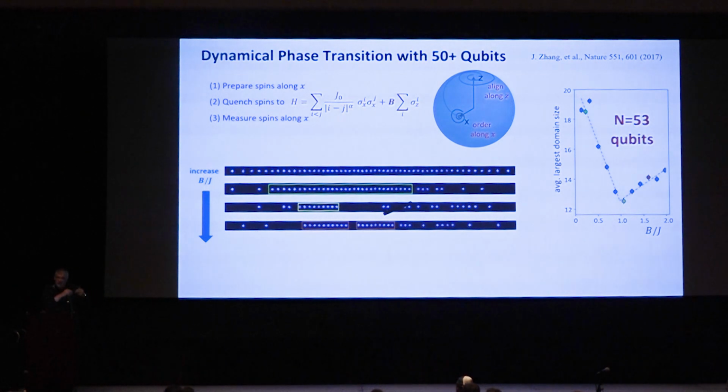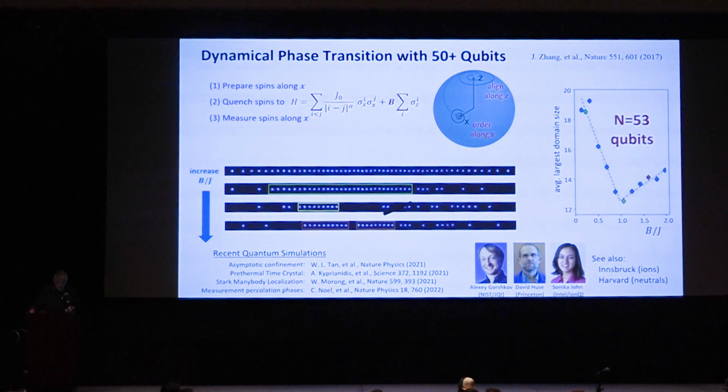So this is a very funny measurement of an n-body correlator. It's the size of the largest domain after we apply this Hamiltonian. It's sort of a weird order parameter if you want. But as we increase B over J, we see big domains, similar to what we see from just these 4 data points, but we see sort of a minimum of the maximum domain size as a function of B over J. And the take-home point here is this is 53 spins, and we couldn't calculate a priori where that cusp would be. So this is sort of the signature of a dynamical phase transition.